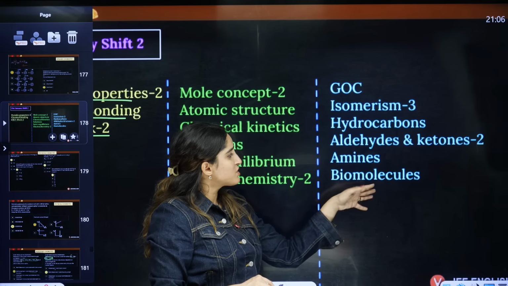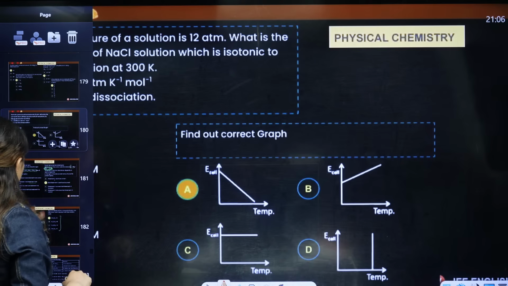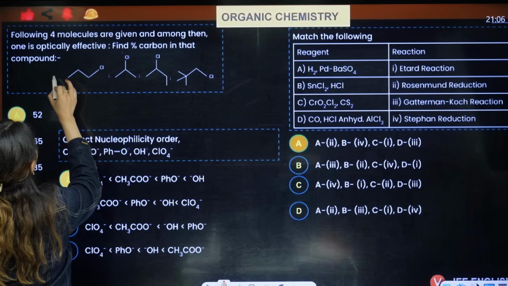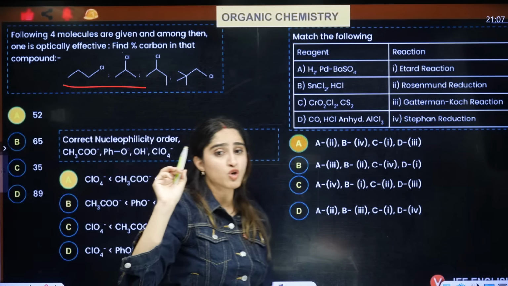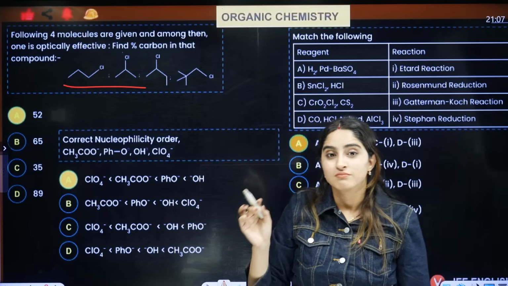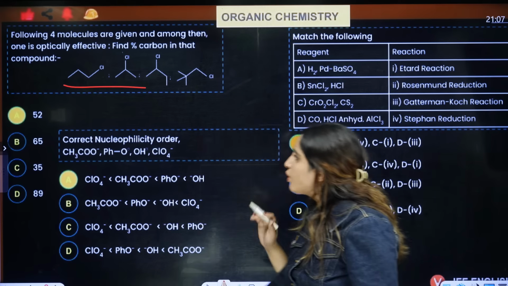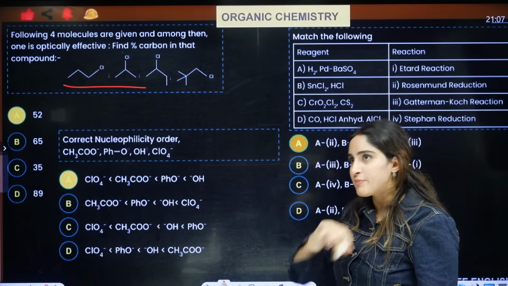Aldehyde, ketone, two questions, amine and biomolecules. I'll tell you how. Let's see this. If you talk about organic chemistry, what they have asked you here, four molecules are there. Now, they are asking a lot of questions on percentage. The Dumas method and all is there, that percentage they are asking you, but one more question they are asking you is the percentage of a molecule.